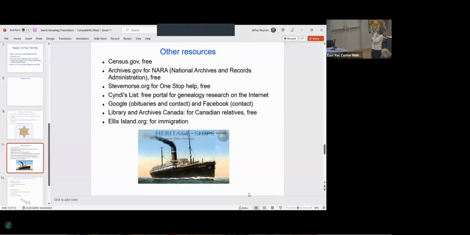SteveMorse.org. There is also SteveMorse.com. That's the wrong one. If you go there, you want SteveMorse.org. He has what he calls the one-stop help, and that's also free. You can get lots of information from his website. There's Cyndi's List, which is a free portal for genealogy research on the internet. Google is really interesting because Ancestry sells you a product in three different ways. One is United States records only. The second one is the World Collection, where you can get Europe as well.